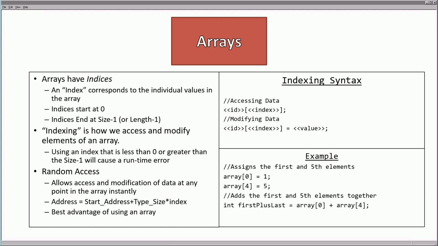Now, being able to access and modify these individual values instantaneously is called random access. One way that we can think about how this works, if we're accessing a value, then using that starting address where that array starts, all we have to do is add the index times the size of the type. Random access is the best advantage of using an array because we can instantly access and modify values without having to individually go through every single one of them.